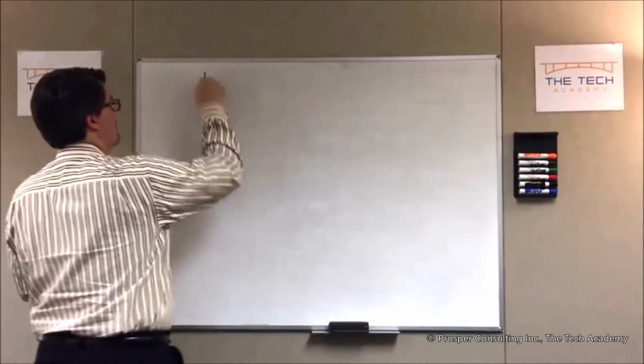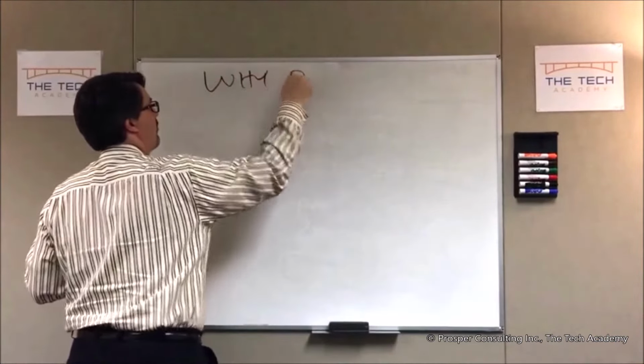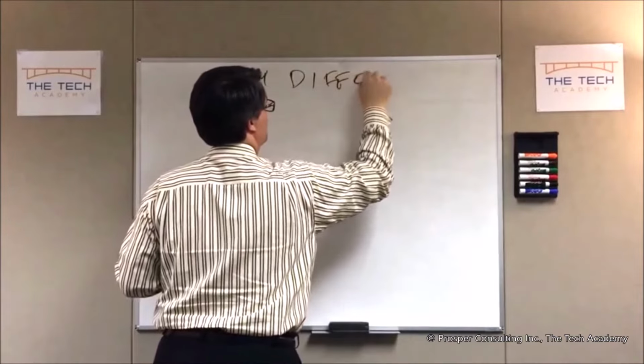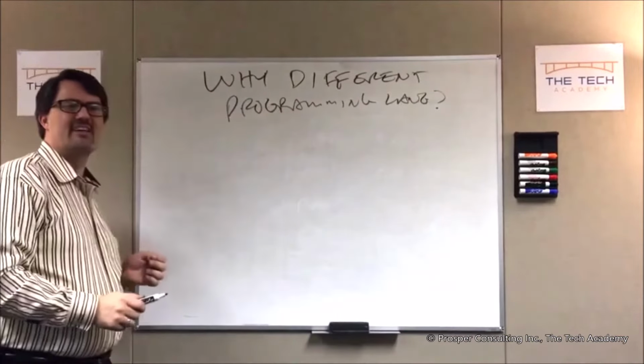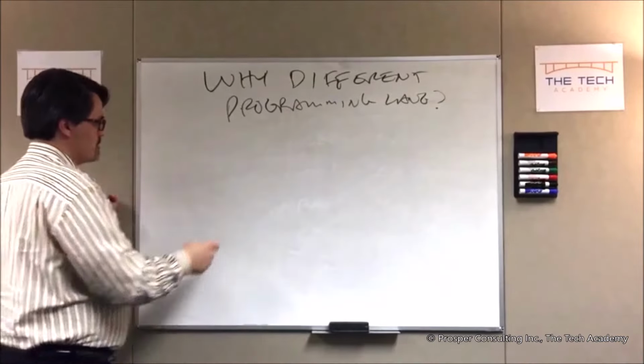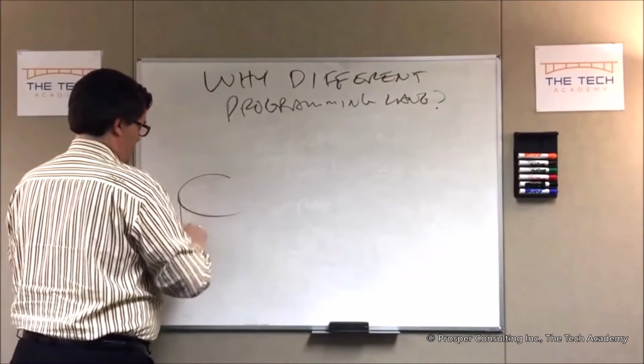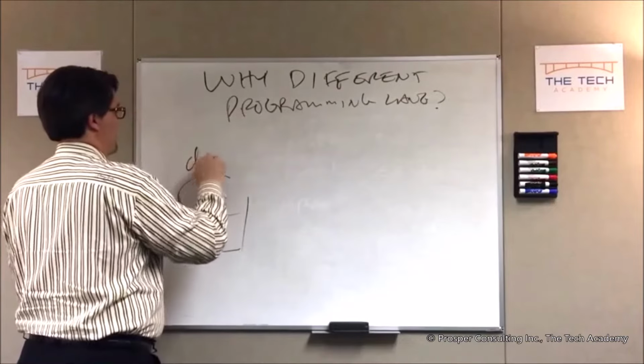All right, here's a really big question. Why are there different programming languages? It just has to do with what they're intended to do. I'll give you an example. By the way, this symbol right here stands for database.